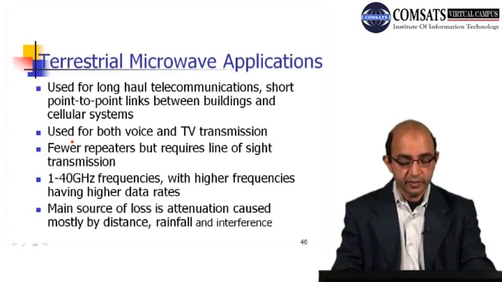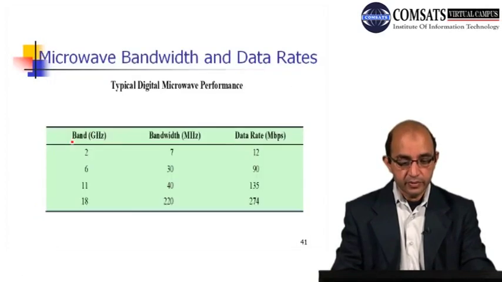This is the bottleneck, mostly by distance, maybe due to weather also. So here we have bandwidth and data rates for microwave. This is the band in gigahertz, bandwidth in megahertz, and data rate in megabits per second. So for the 2 gigahertz band, this is the bandwidth. Here we have 18 gigahertz, and the bandwidth is 220, so this is the effective bandwidth, and here we can achieve a data rate of 274 megabits per second.